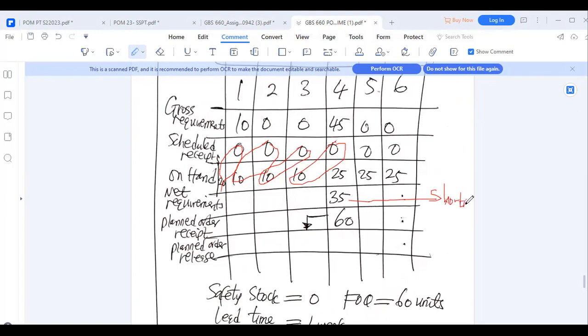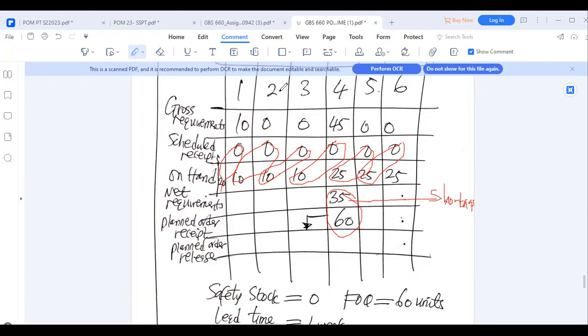We should order a fixed basis of 60 units. So when you order 60, you can sort out this problem and remain with 25. 25 plus 0 minus 0 is 25. So this is about how this is long.